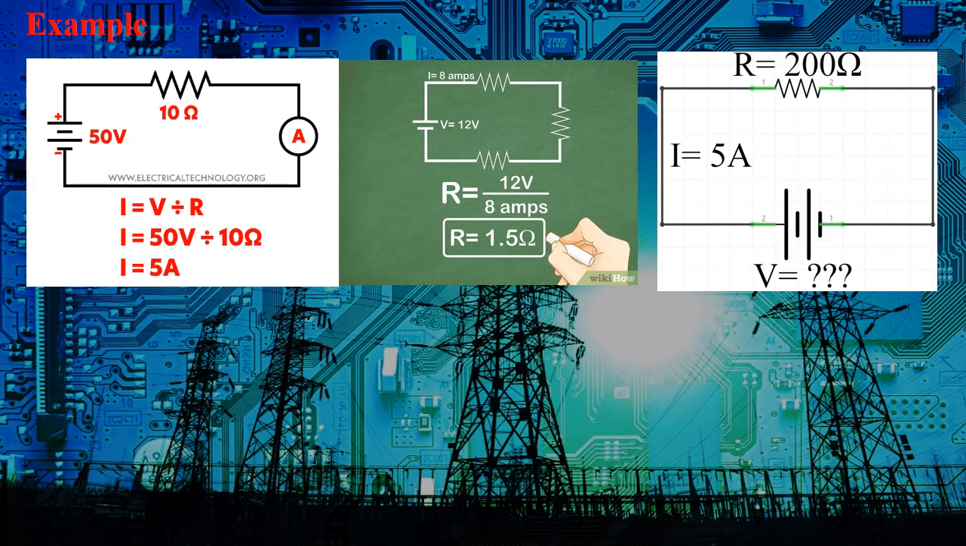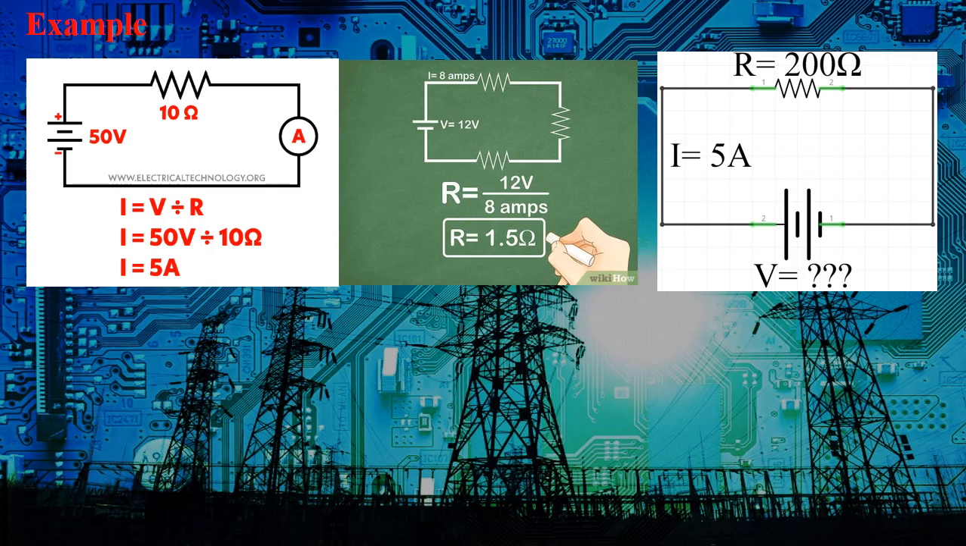Okay, let's look at some examples of Ohm's law, to see if we can apply the Ohm's law equation to solve some circuit problems. The first one here, you will see the circuit in red and black. The voltage source is 50 volts, the resistor is 10 ohms, and the current is not known. The circle with the A in it means an ammeter, so we are placing an ammeter in the circuit to measure the current.